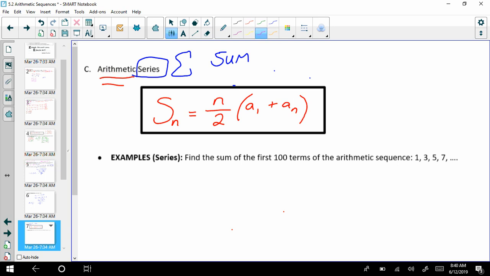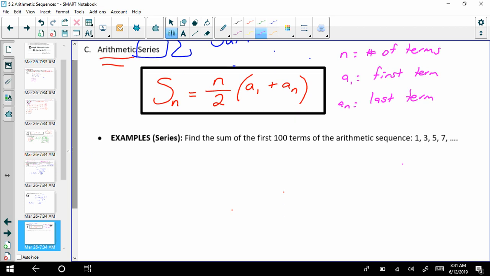So in this formula, n is the number of terms, just like it was in the other formula. A sub 1 is my first term. And a sub n, I want you to think of it as the last term. So it's kind of like start to finish, first term and last term. So it's not a difficult formula to use.